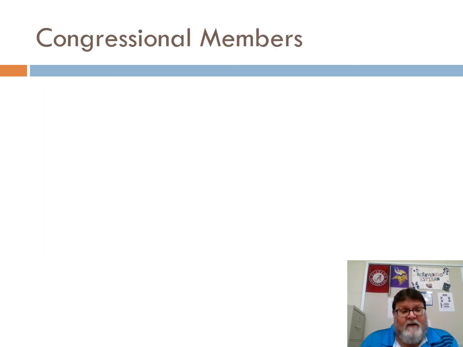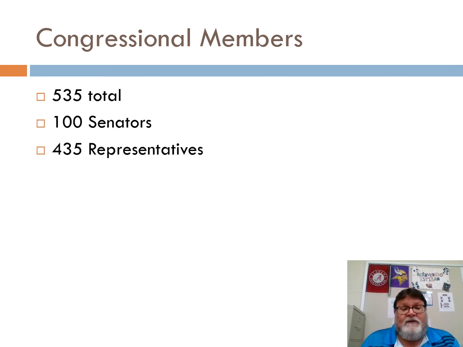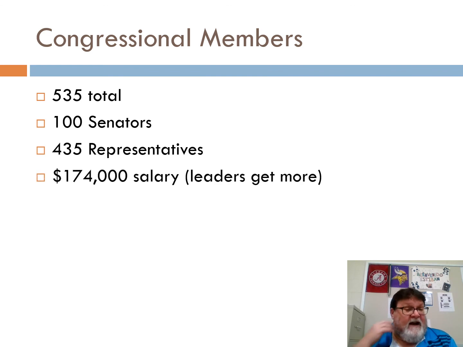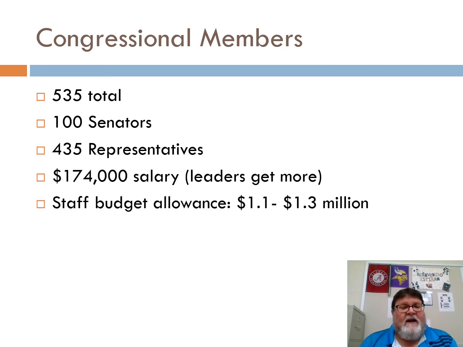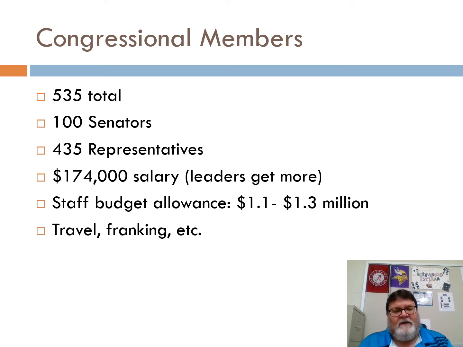Okay, continuing on, let's talk about members. I have to make sure I get through this. There are 535 total members: 100 senators, 435 representatives. Their salary is about $174,000 a year. The leaders get more. I think the Speaker of the House gets something like $210 or $220,000. They also get a staff budget allowance to hire staff, because they need staff, between $1.1 and $1.3 million a year for their staff budgets. They get travel and franking privileges as well. We'll talk about franking later in this part of the unit, when we talk about advantages incumbents have. So don't worry about that for now.